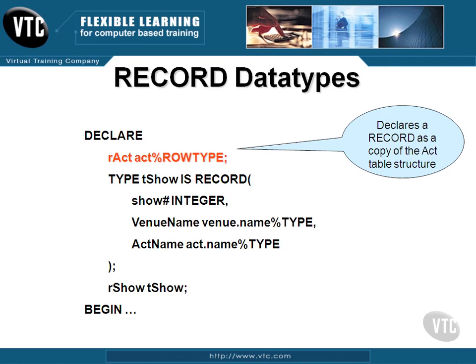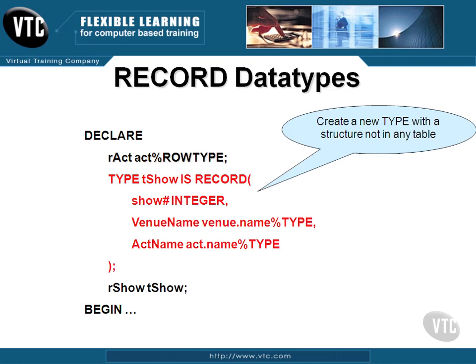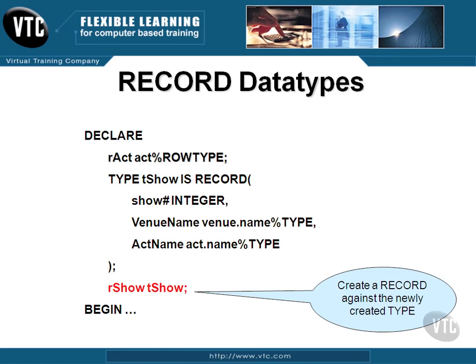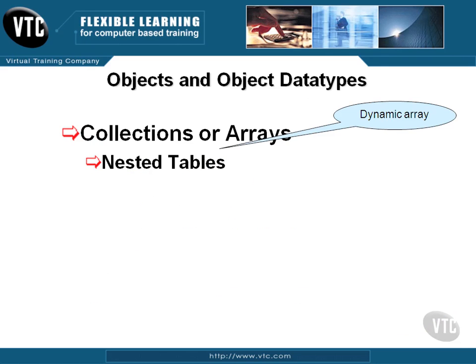This piece of code here declares a record as a copy of the ACT table structure, because we're using ACT%rowtype. This piece of code here is creating a new type structure that doesn't exist anymore. It's actually taking the name of the venue and the name of the ACT, and then the show ID, and putting it into an internal record. Doesn't exist in the database, and it's creating a cursor out of it. Interesting, yes? There's the cursor creation against the variable.